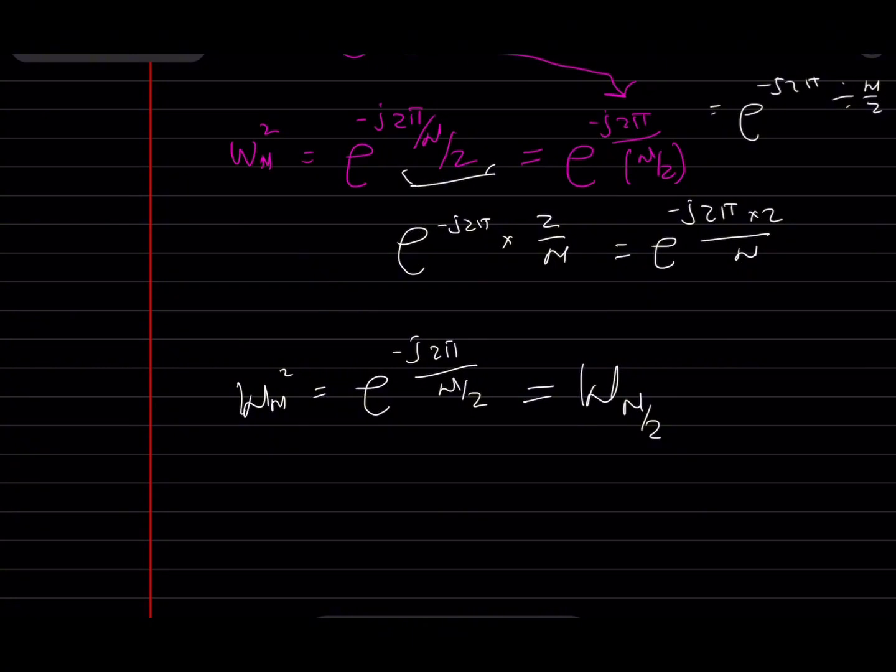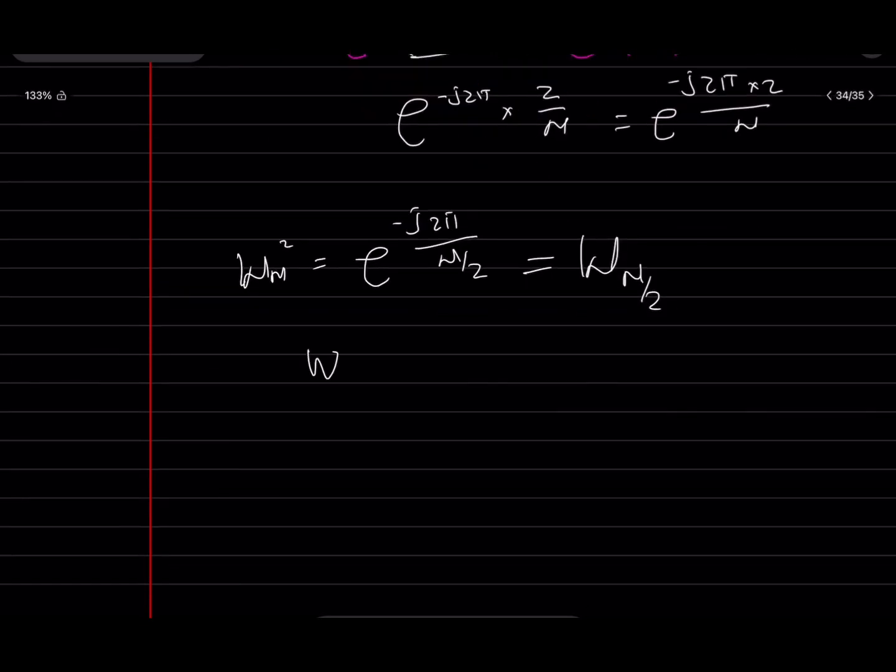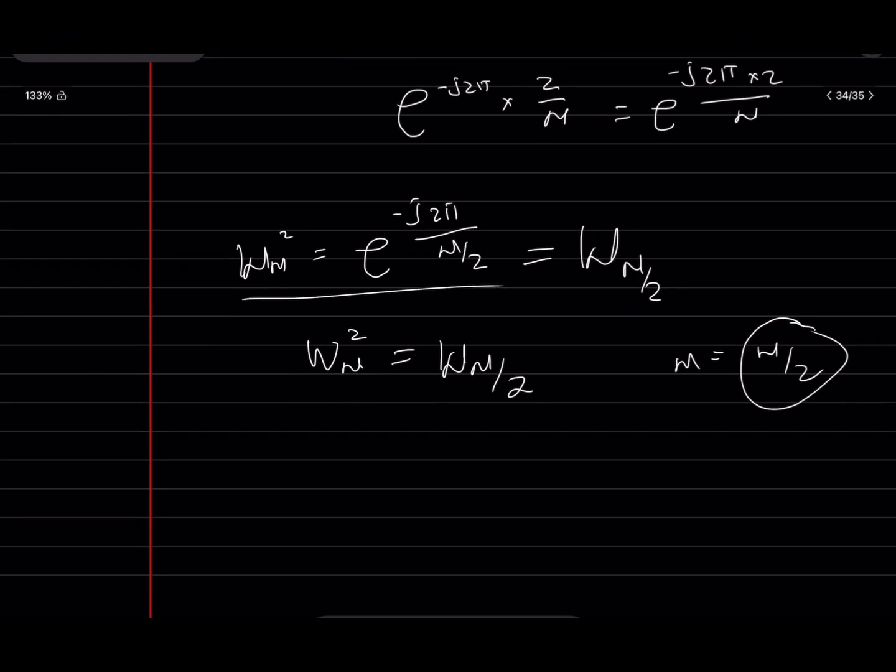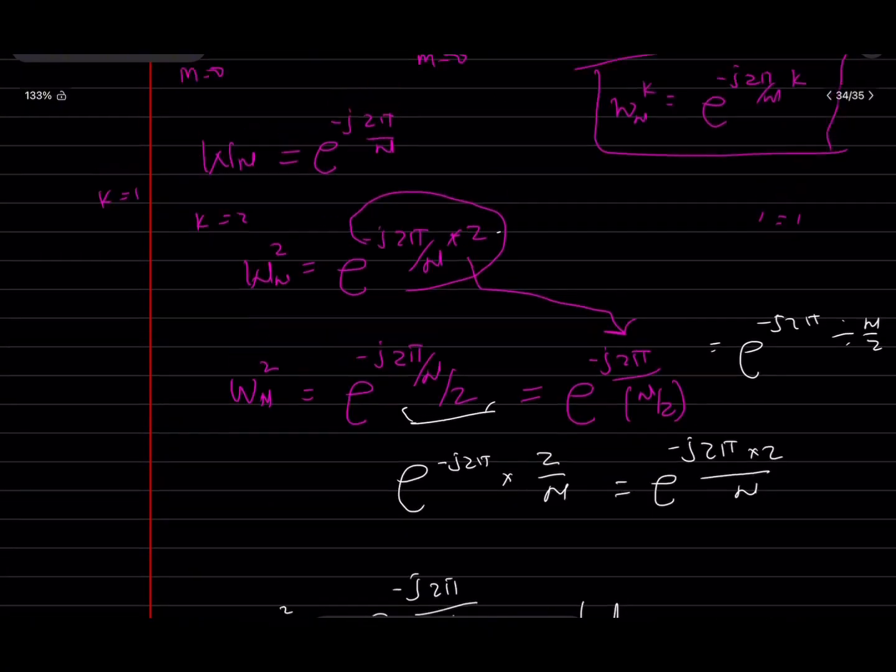So I hope that's clear. This means that omega n of 2, or W_{N/2}, is equal to W_N over 2, of which n is equal to N over 2. Now that we have got a clear understanding of this property, we can employ it up there.